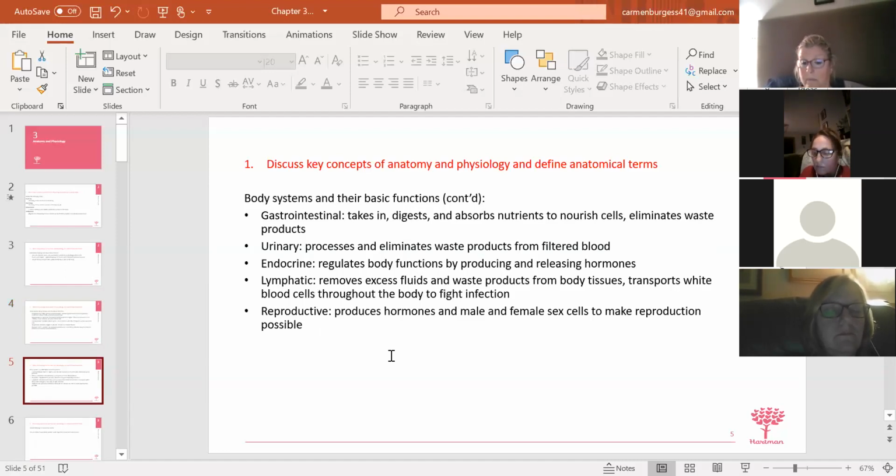Gastrointestinal, that's your GI system. It digests, it makes waste. There's a good chart in your book, I think. I'm not sure what page it's in, that 3rd chapter that has all these listed. Your endocrine, which regulates all your hormones, regulates body function. Lymphatic, removes waste, excess fluids from the body tissues. Lymphatic system is also key in transporting white blood cells to help fight infection. Reproductive, that's your hormones, male and female sex hormones.